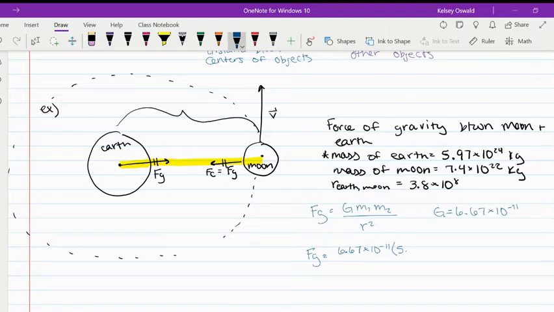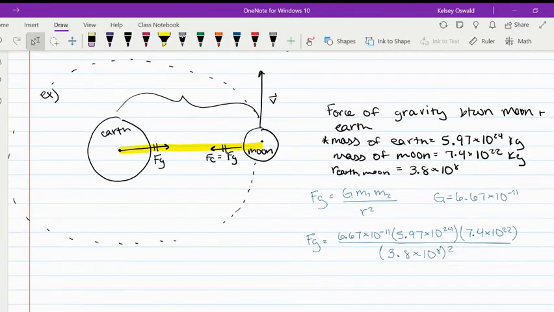M1, M2, it doesn't matter which one you make the mass of the Earth or the mass of the moon, just as long as you include them both, because those are the two bodies that our force of gravity is between. And what's really cool, I keep saying this, is that whatever force of gravity we calculate that the Earth is exerting on the moon has that same attractive force on the Earth. Then divided by our radius, 3.8 times 10 to the 8th, squared. Just be careful when you put that in your calculator. Put that whole thing in parentheses before you square it.